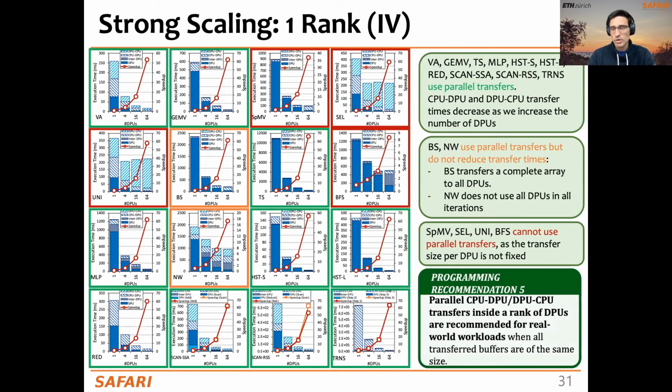So one programming recommendation here is that parallel CPU-DPU and DPU-CPU transfers inside a rank of DPUs are recommended for real-world workloads when the transferred buffers are all of the same size. Remember that if we don't have buffers to transfer from or to the different DPUs of the same size, we'll have to use serial transfers.